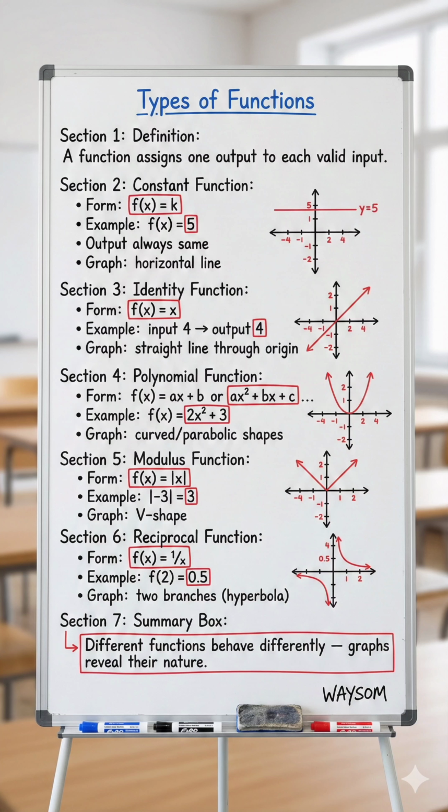Move to the identity function below it. This function returns the same value you give. The form is f of x equals x. Input 4 gives output 4. The graph is a straight line passing through the origin with slope 1, as shown.